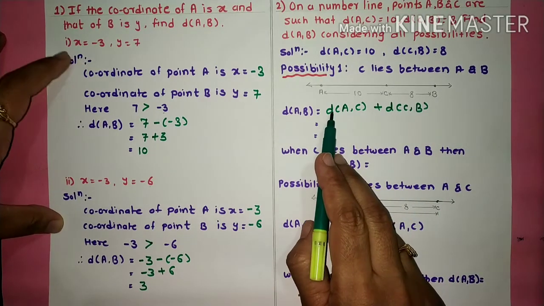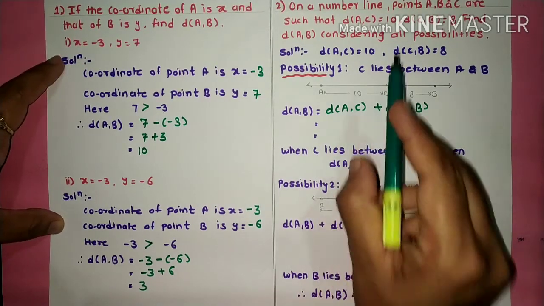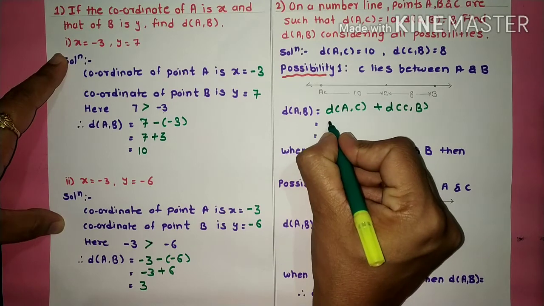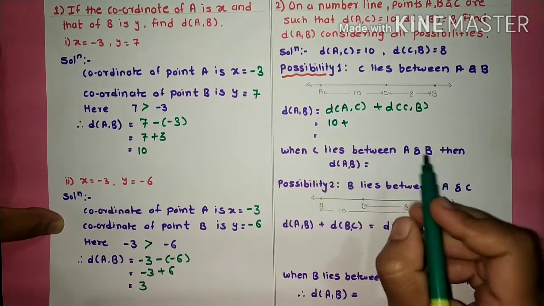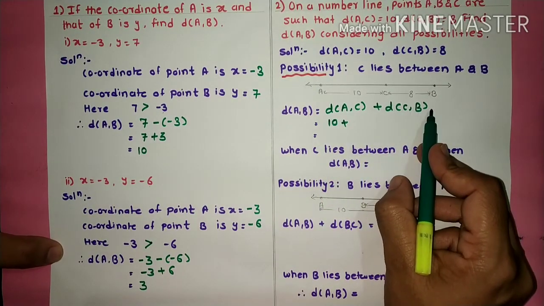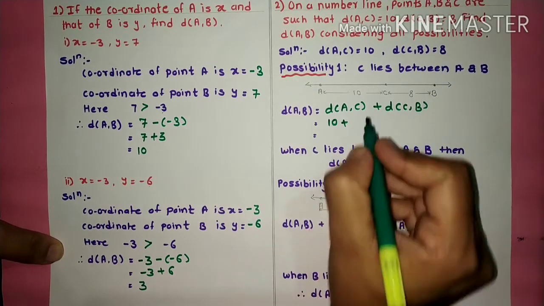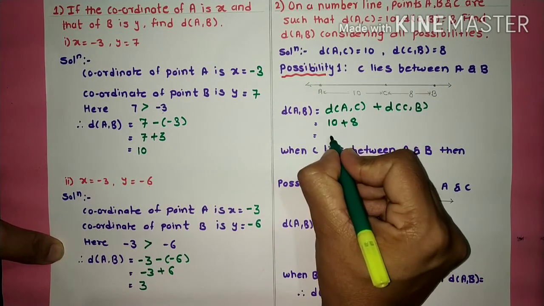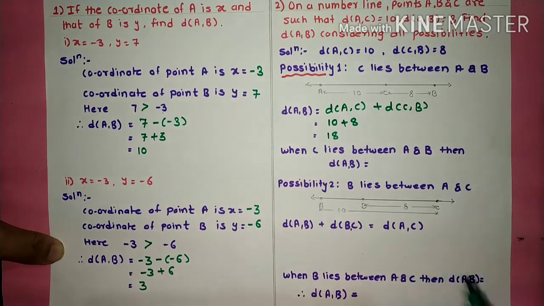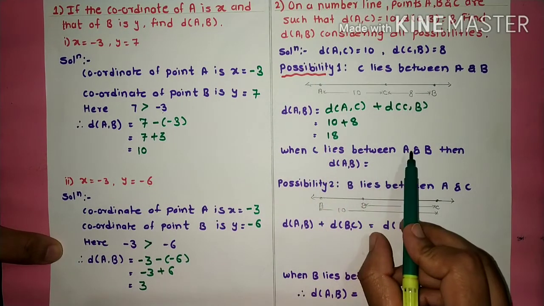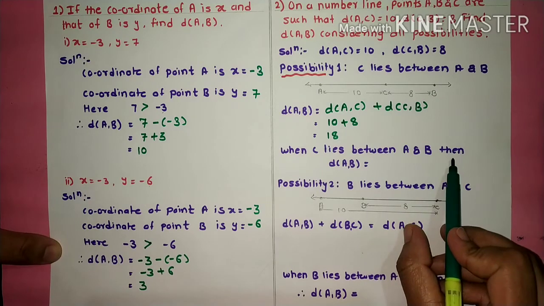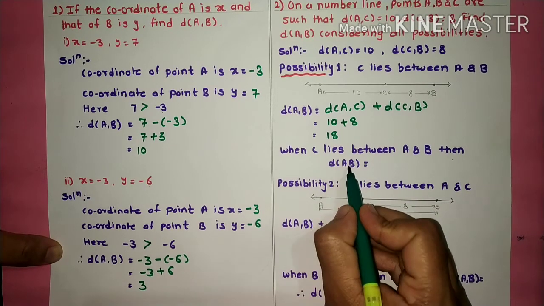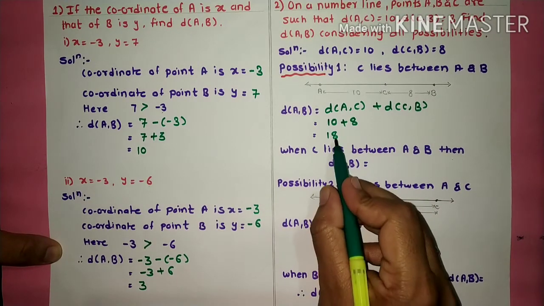You know that distance AC is what? 10. So write down here 10 plus distance CB is what? 8. So here write down 8. 10 plus 8 is 18. Means when C lies between A and B, then distance AB equal to 18.